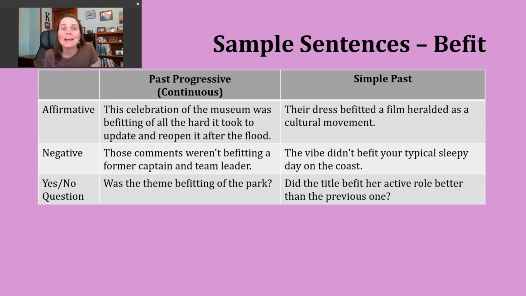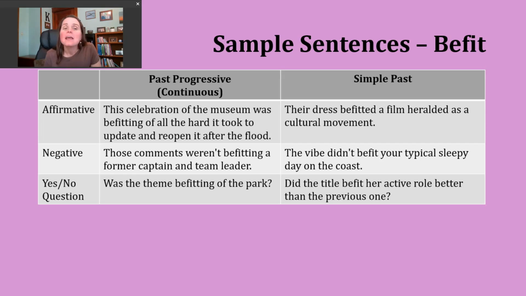Now, be has two forms in the past tense. This means we need to pay attention to our subject. If our subject is I, he, she, or it, then we want to use was, W-A-S, and then that ing form of the verb. But if the subject is you, we, or they, then we'll use were, W-E-R-E, and then that ing form of the verb.